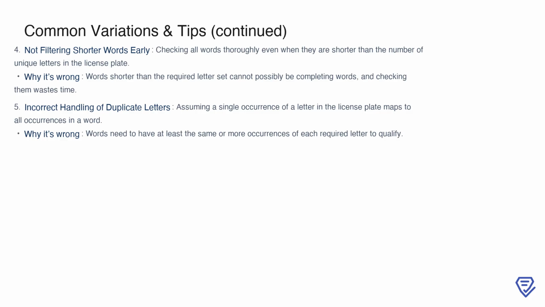Now, another mistake to avoid is not filtering shorter words early. If a word is shorter than the number of unique letters in the license plate, it's impossible for that word to meet the requirements, so there's no point in checking it further. Skipping this filter wastes valuable time on unnecessary comparisons. Another issue arises from the incorrect handling of duplicate letters. For example, if the license plate requires 2 occurrences of a letter, some might incorrectly assume that just 1 occurrence in a word is sufficient. This is not the case. Words need to have at least as many occurrences of each required letter as the license plate specifies. Overlooking this can lead to selecting invalid words that don't truly complete the license plate.